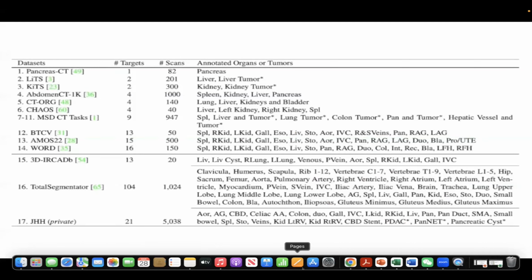Likewise, you see 15, 16, and 17 here are actually used for generalizability and transferability to evaluate the model. So for the large-scale private data set, number 17 here, the Johns Hopkins data set, that consists of 5,038 CT scans with 21 annotated organs. And this was to investigate the extensibility to new classes that weren't previously there.